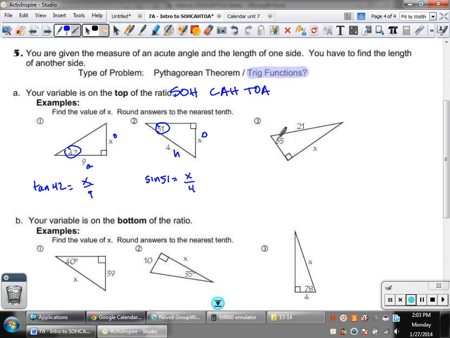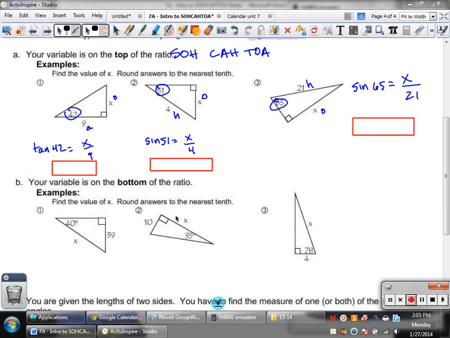Here, this is opposite and hypotenuse again, so sine of 65 equals x over 21. Take a second, pause the video again, and let's see if we can get some correct answers here using the trig functions in our calculators. Okay, let's see how you did.